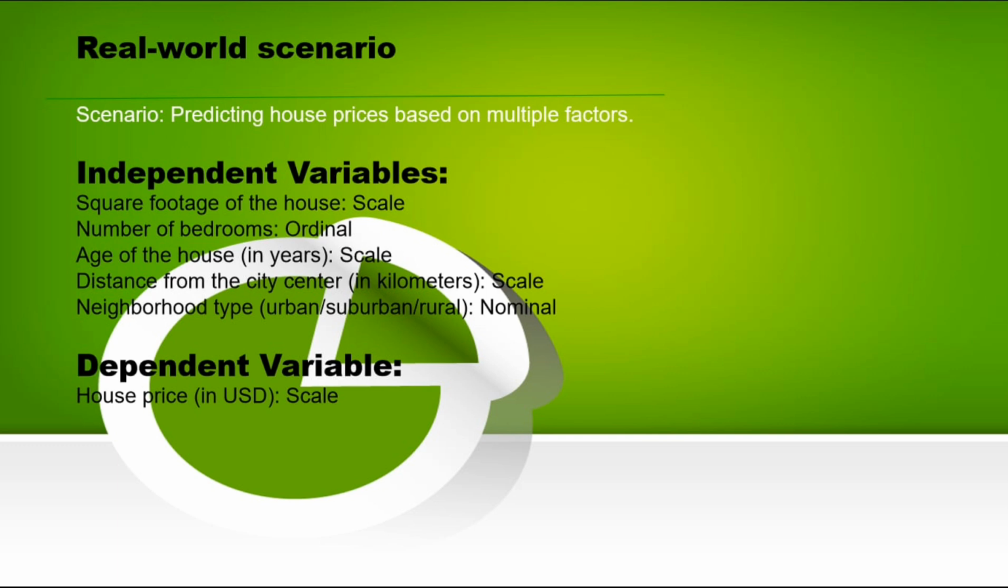For instance, house prices may increase sharply for the properties near the city center and plateau as the distance increases. Polynomial regression can capture this nonlinear relationship and help build a more accurate predictive model for real estate pricing.